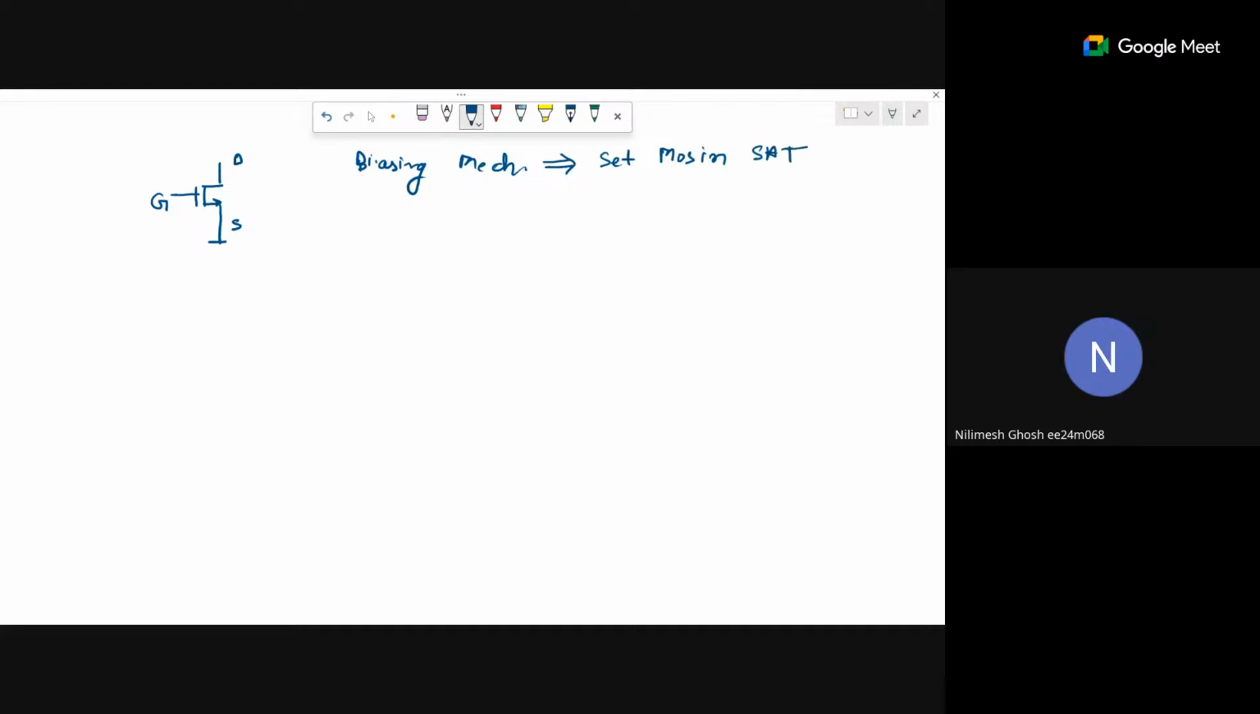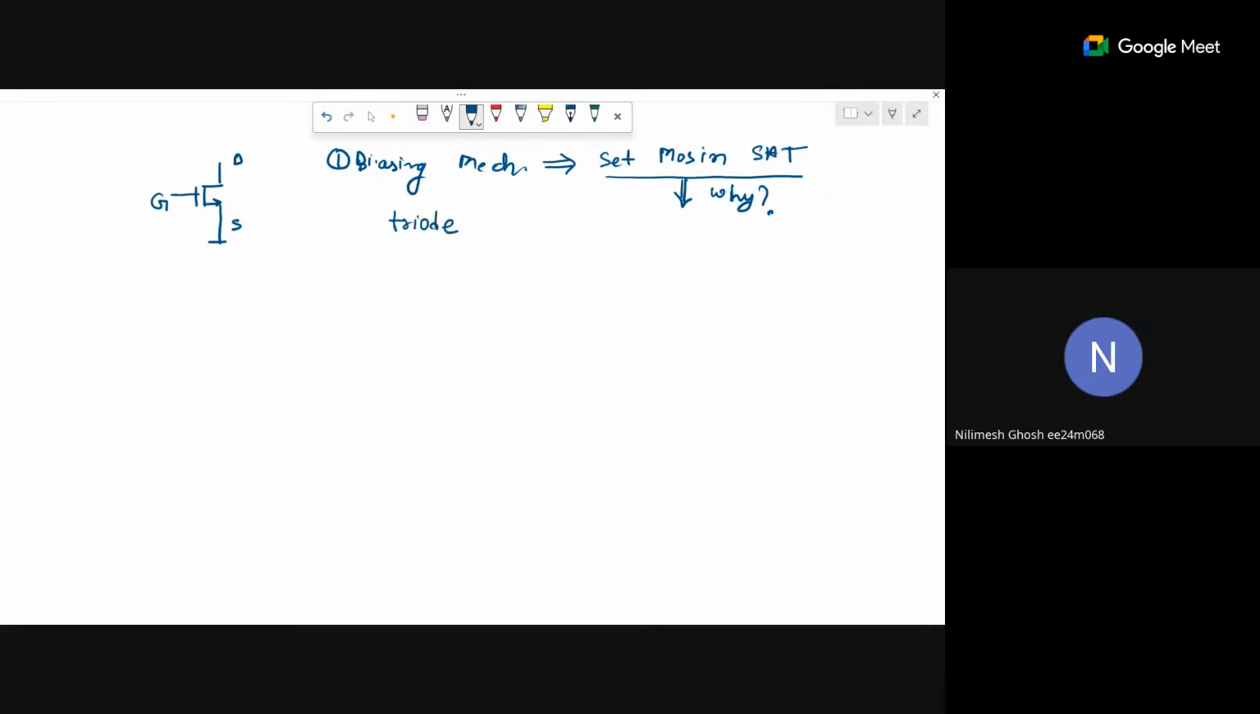Now the immediate question came: we said that a biasing mechanism is needed to use this. Then the question came, why is a biasing mechanism needed? Then we got the answer: biasing mechanism is needed to set the MOSFET in saturation region. Then immediately the question came, why do we need to bias this MOSFET in saturation region? Why? To turn on the MOSFET. But to turn on the MOSFET, we can bias the particular MOSFET in triode also.